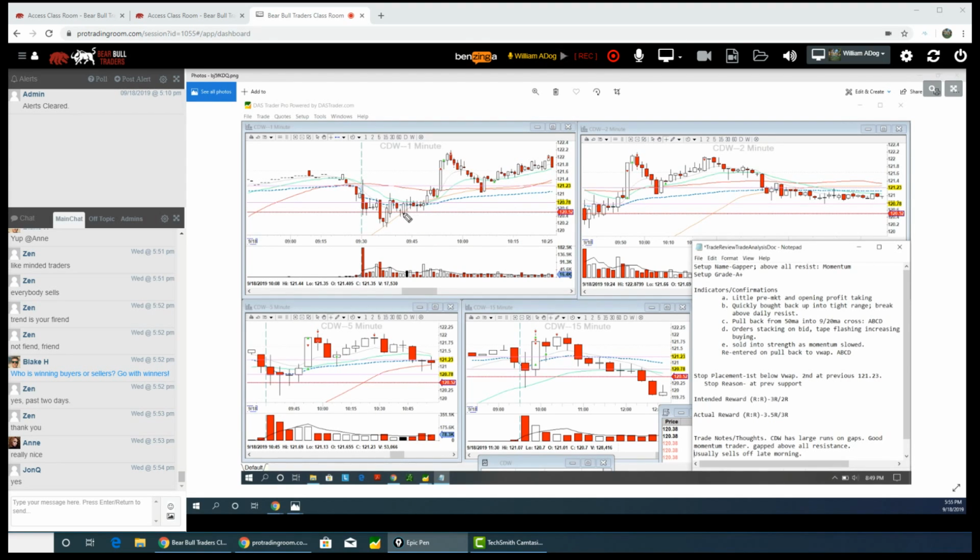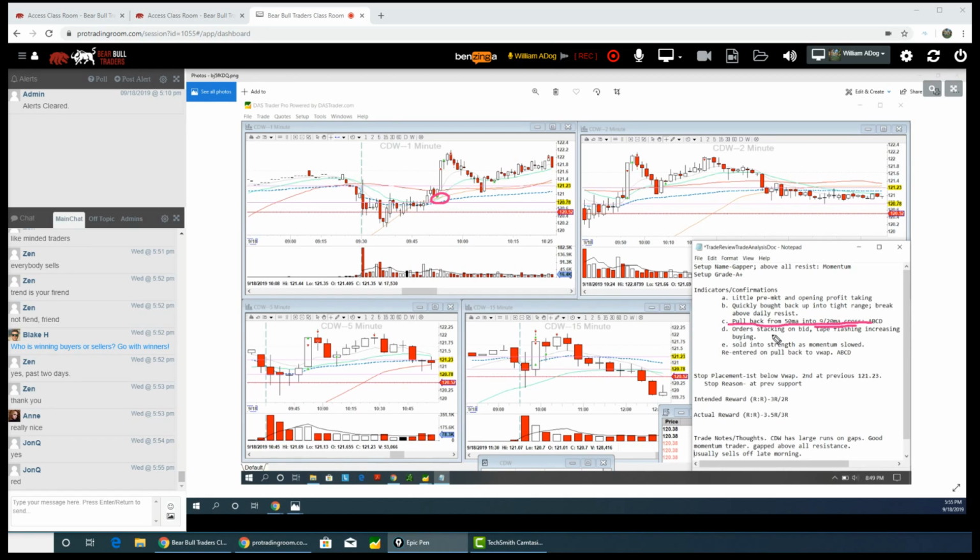So this must be the, I don't know which one's the 50 here. Is the orange the 50? I guess if it's my chart, the orange should be the 200. Red, okay, red, got it. So everything's starting to cross right here. Order stacking on the bid. So you're using the level 2, you're using the time and sales.